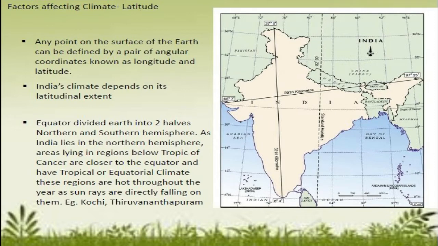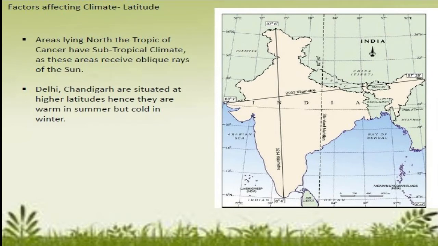Both longitudes and latitudes are points on the surface of the earth defined by a pair of angular coordinates, and India's climate largely depends on its latitudes. The parallel line that runs from west to east and divides the earth into northern and southern hemisphere is the equator. Other important lines of latitude are Tropic of Cancer, Tropic of Capricorn, Arctic Circle and Antarctic Circle.